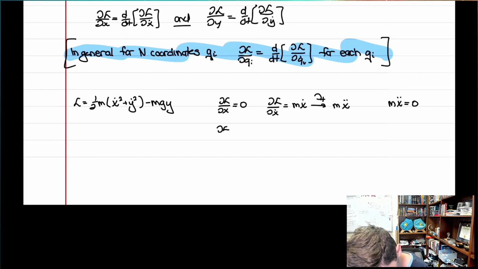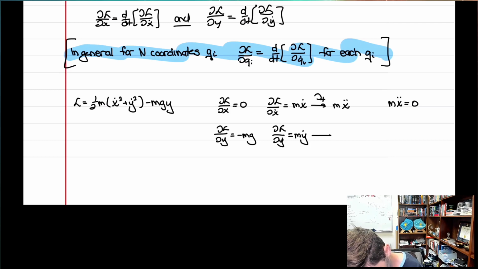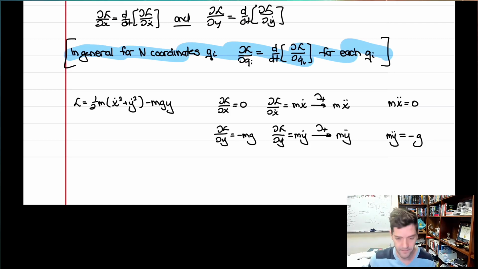Then we also have dL by dy. That equals negative mg. Then we have dL by dy dot, which equals my dot. The time derivative of this becomes my double dot. And then it looks like you also have my double dot equals negative mg, or negative g.